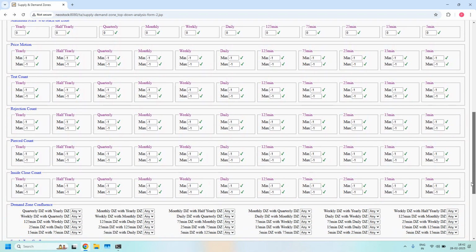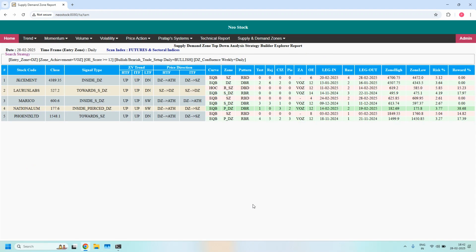In the demand zone confluence, I am enabling the filter daily demand zone with weekly demand zone confluence. Daily is LTF, weekly is ITF. So out of 7, we got 5 stocks. In all these 5 stocks, the daily demand zones overlap with weekly demand zones, and the weekly trend is up in all these stocks, ITF trend. If any of the weekly demand zones have weekly EMA confluence, then those zones could be even more high probability to get success. Let's verify.